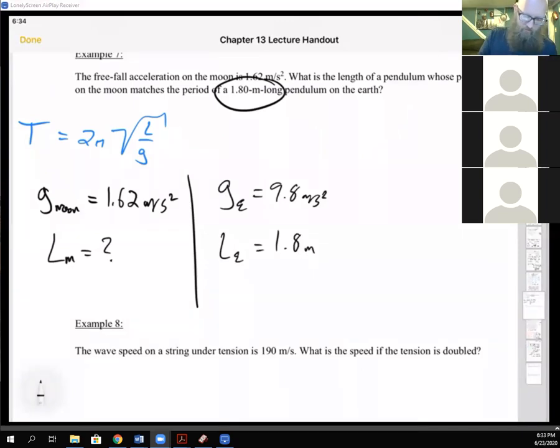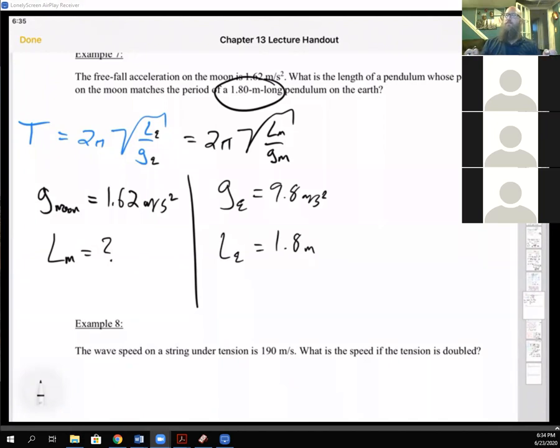So I could basically say this. Period equals 2 pi times the square root of L over g. That should be L, let's say L Earth divided by g Earth. But I also want it to equal 2 pi times the square root of L moon divided by g moon. Do you guys buy that? Because I want T Earth to equal T moon.